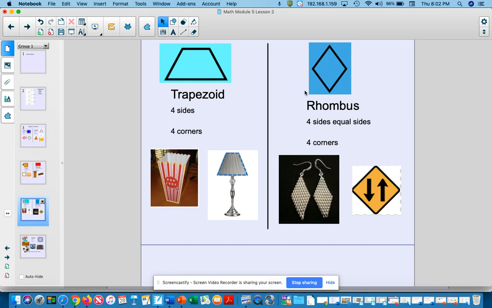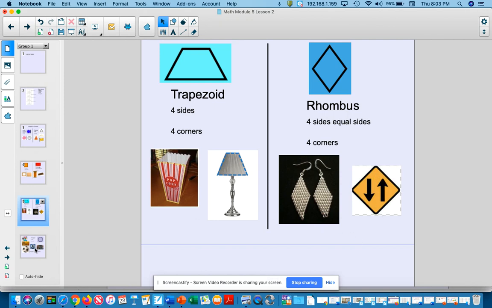Okay. And our next shape is the rhombus. Now it has four sides, and the sides are equal, and four corners where those sides meet. But remember, it doesn't have square corners like the square. So that's why it's not the same as a square. These are some examples of rhombus. You might have some earrings in a rhombus shape, or you might even see a sign on the road that is in the shape of a rhombus.